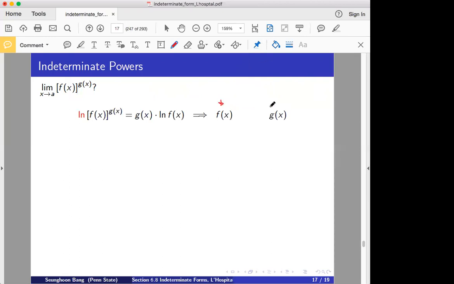What is f of x? What is g of x like? You can figure out these things. First one, infinity times 0. The g of x is infinity, and the ln of f of x is 0. What is f of x? What does it mean that ln of f of x is going to 0? What is f of x?